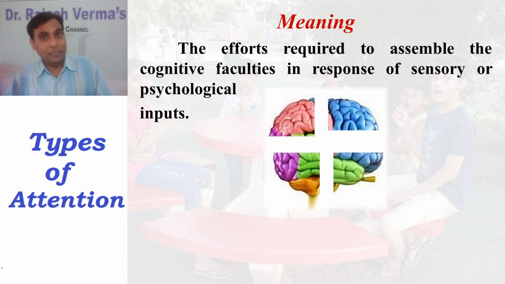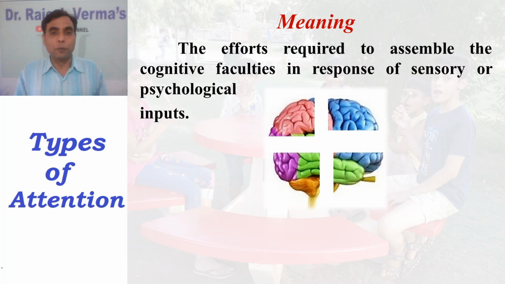And what is sensory information? The information that travels through sense organs to your brain is known as sensory input. So by virtue of these two, your brain has to coordinate and assemble your cognitive resources.